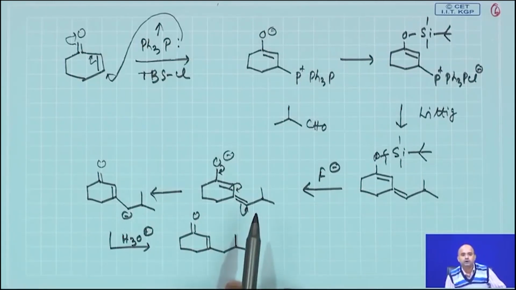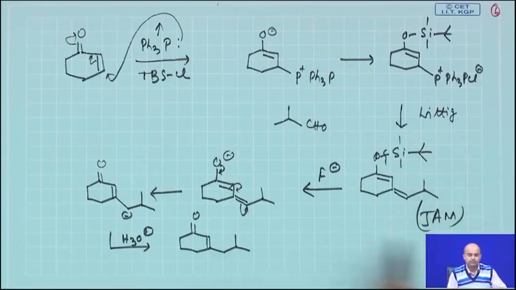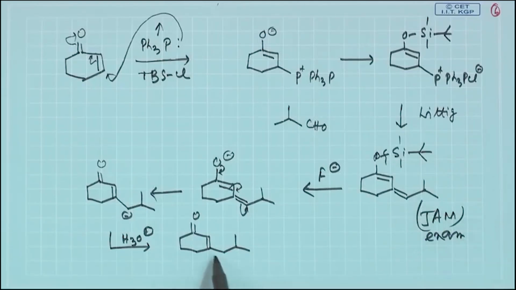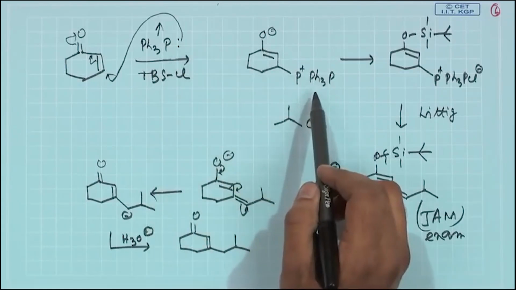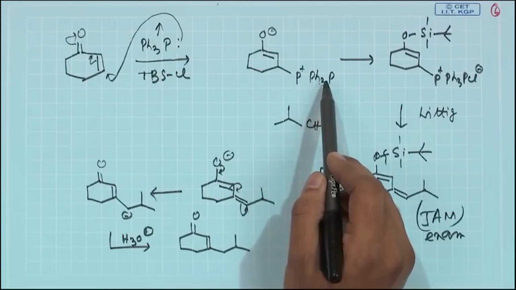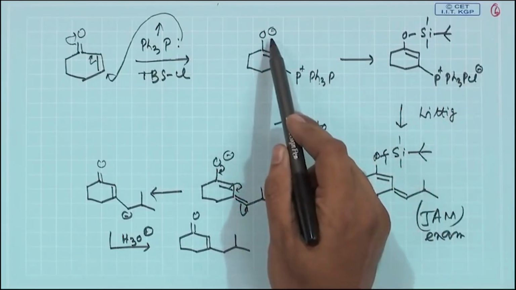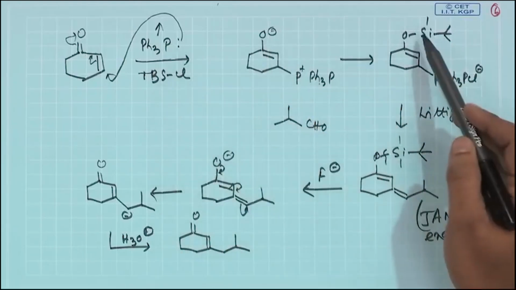Now, this particular problem once came in the JAM exam, and it demonstrates a very nice way you can introduce different alkyl groups at the beta position of an alpha beta unsaturated ketone without using the standard Gilman or other reactions. What we did was use triphenylphosphine as a nucleophile to generate the phosphonium species. This phosphonium species, acting as a basic salt, the enol phosphonium ion, is now trapped with TBS chloride to give the enol ether.